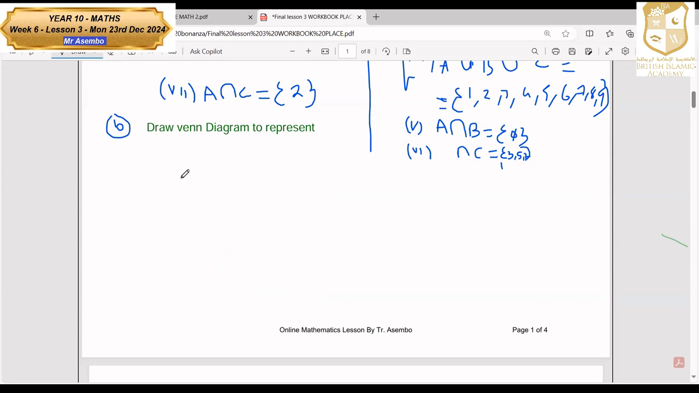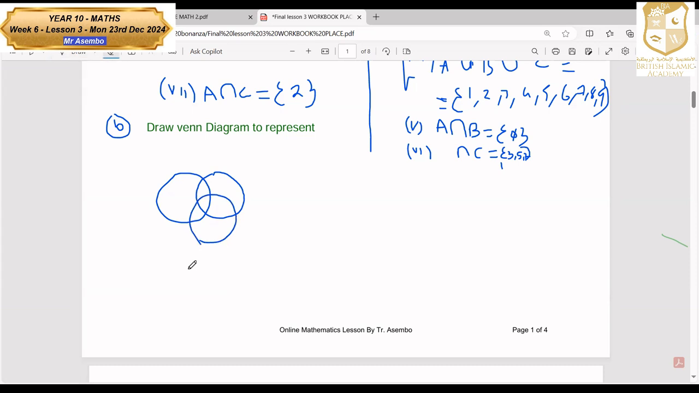Yes, teacher. Part A, you are okay? Yes. Okay, so part B, how do you present a Venn diagram? Now it was A union B union C. We said you draw 3 circles. So if it was a 2 Venn diagram, it will only be 2 like that. But since there are 3, you have to come up with 3 of them, like that.